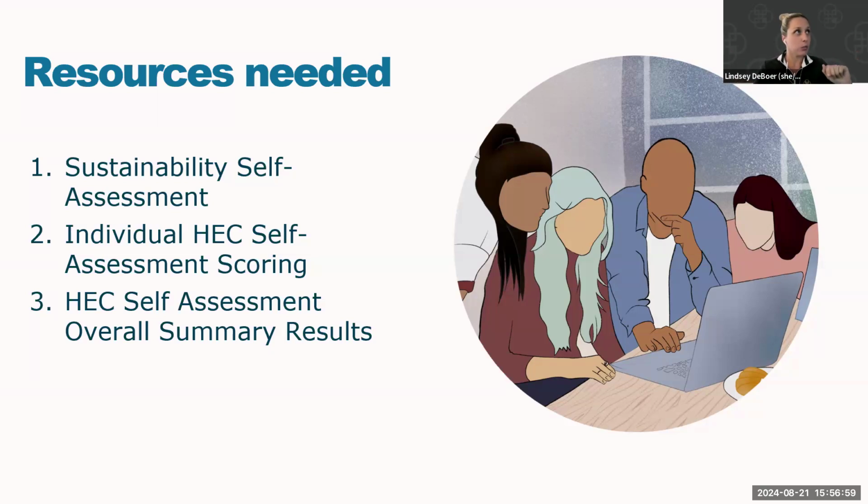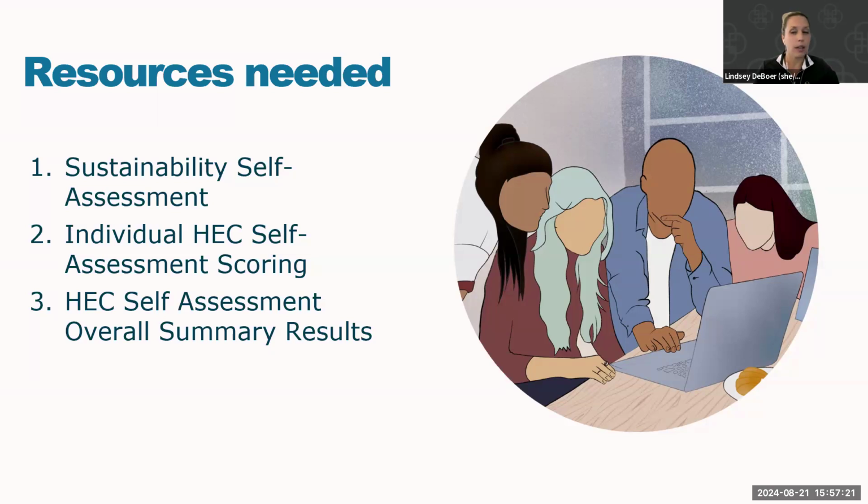The second resource that will be needed is the scoring card for the individual self-assessment. So council members can take this and review it and then create their own scores. And there's some space for notes so they can write down justifications for why they selected the particular scores that they did.